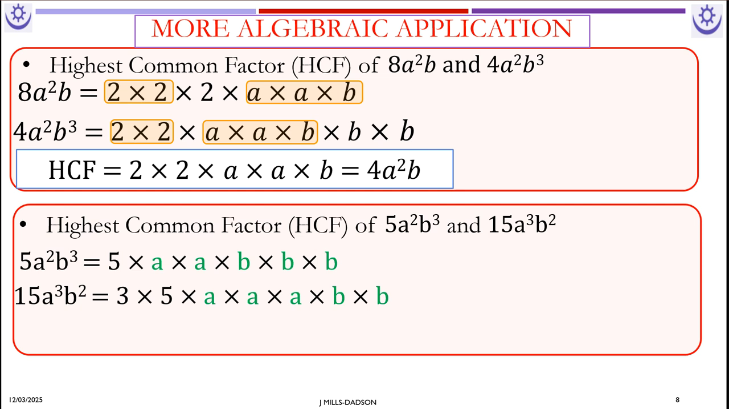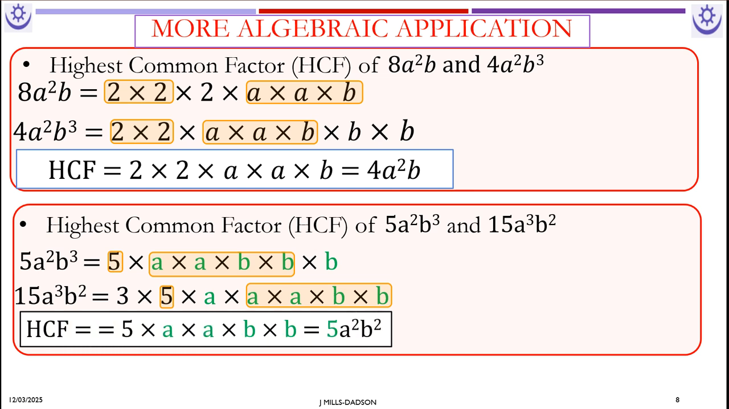Now let's check the numbers. What is common? For the numbers, we can see only 5 is common. For the letters, we can see we have a times a times b times b in both. Pick our common products and we multiply and we get 5a squared b squared.